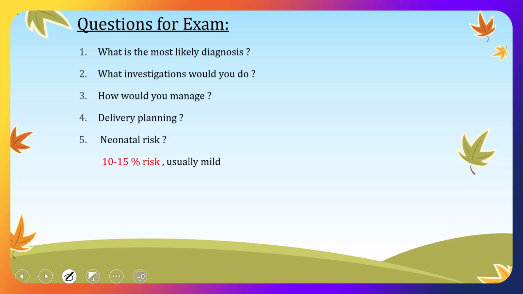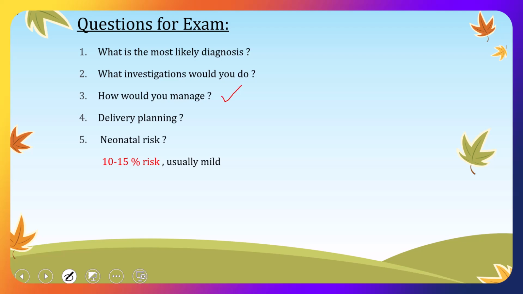Now the second question, what investigation would you do? They have already given you some investigations, and if you still want to go with some other investigation to exclude other conditions, you can do investigation for HELLP syndrome, for TTP, and you can go with the viral screen and antinuclear antibody if needed. So the third question is, how would you manage?